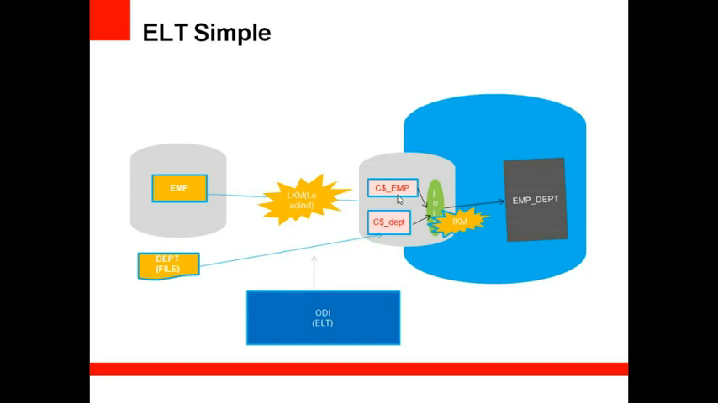Simple. I don't need to do anything else. You can write a simple SQL. What SQL? Insert into EMP_DPT select star from $EMP, $DPT where EMP.DPT number equals D. So one SQL. Where is this SQL going to fire? In this database. This will definitely be faster than any other processing, because I'm joining and then inserting into the target, everything on the database itself.